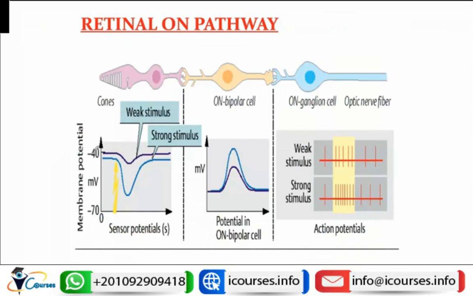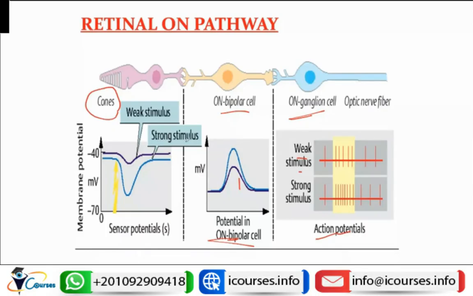So if there is a weaker stimulus, this will cause mild hyperpolarization at the level of the photoreceptor, or at the level of the cones. This will be transmitted to the bipolar cell, which will cause depolarization. As you can see, this is a mild depolarization of the on bipolar cell, which in the case of the ganglion cells, this weak stimulus will cause a smaller or milder action potential in the on ganglion cell.